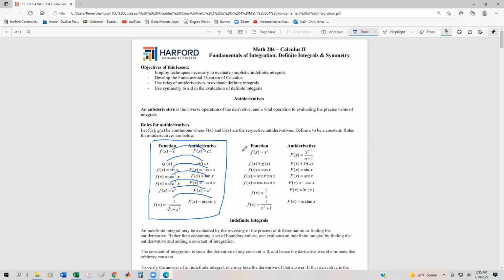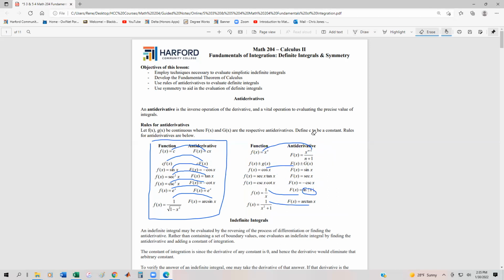Over here, we can see another list of rules that we should memorize. Instead of multiplying by n and subtracting 1 as for the derivative, we add 1 and divide by that new exponent. If you have the sum of two functions and you want to find the antiderivative, you just find the antiderivative of each of the terms that comprise the integral. Here are some trigonometric antiderivatives. And finally, the antiderivative of 1 over x is the natural log of the absolute value of x, and the antiderivative of 1 over 1 plus x squared is the arctangent.